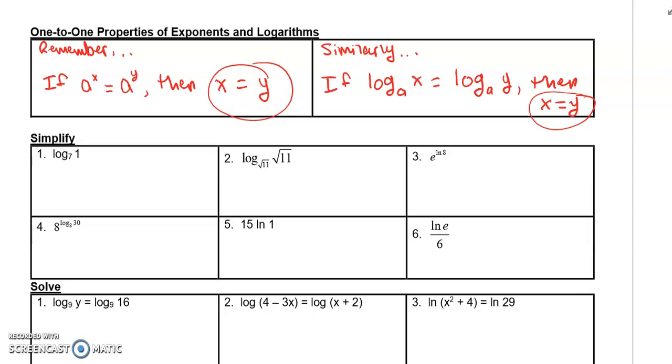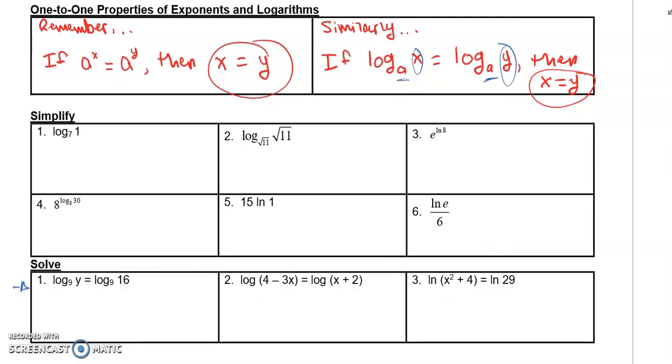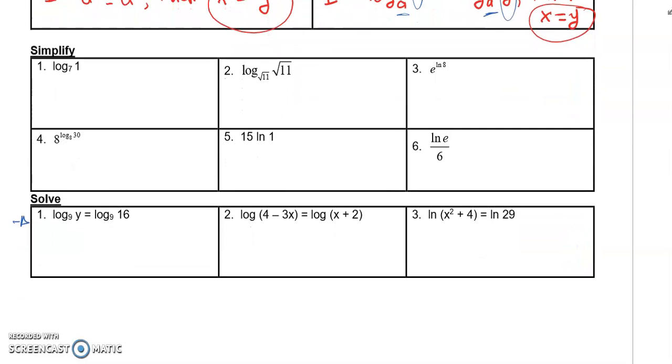The same is going to happen when we have a log equation. So you'll see over here, I have if log base a of x equals log base a of y. Notice that this base is the same. If that's the case, then x and y have to be the same. In other words, x has to equal y. Okay, so this won't apply until we get down here to these solve problems. All right, so I'm actually going to jump down there. We'll do a few of these.